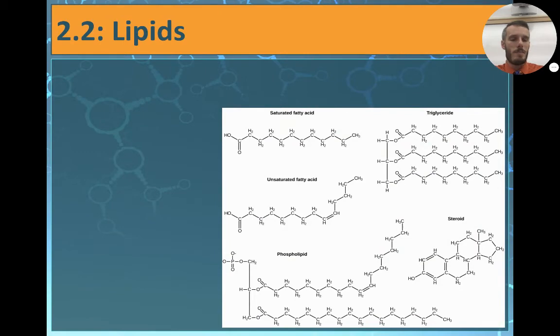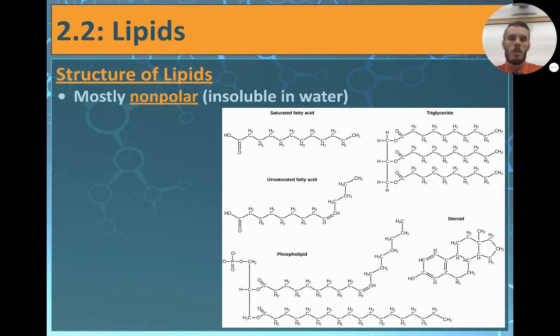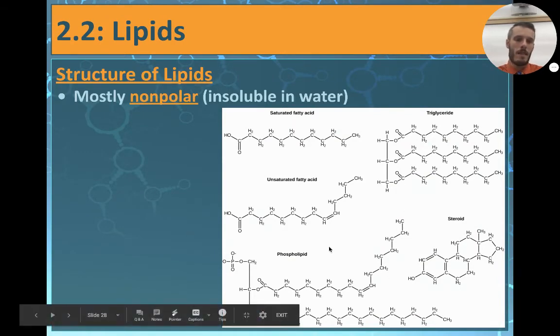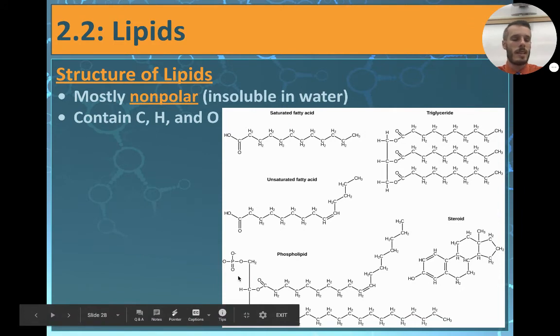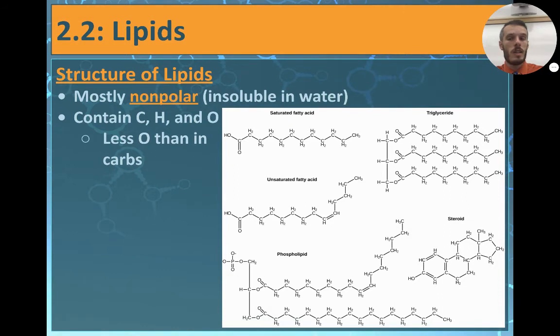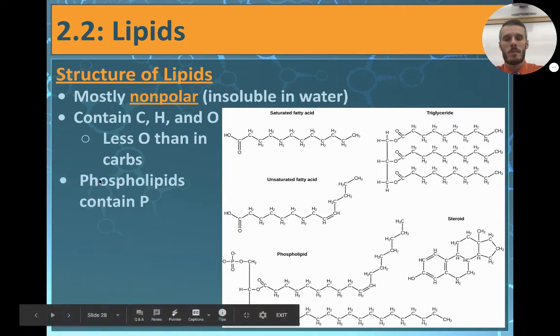And that brings us to lipids. So lipids are kind of varied, but they are for the most part non-polar. So that means that they are insoluble in water. They are uncharged. They contain mostly carbon, hydrogen, oxygen, with the exception of our phospholipid, which contains phosphorus as well. They have less oxygen than carbohydrates, but phospholipids contain phosphorus as an element.